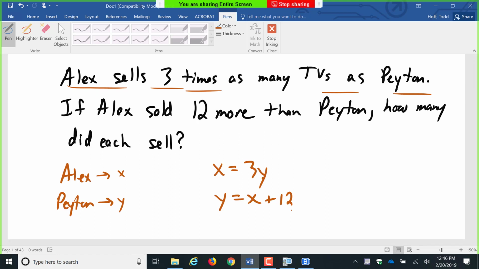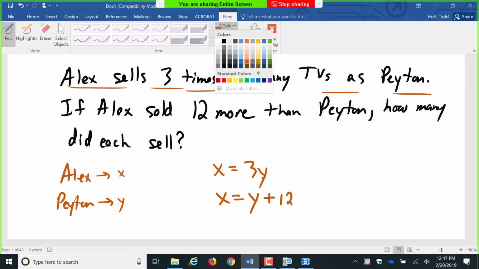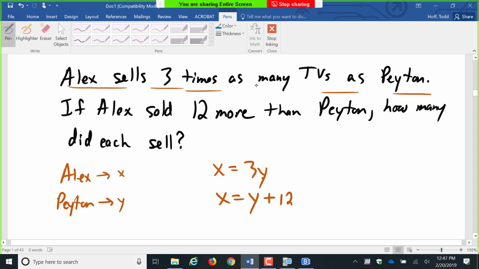Actually, something's a little backwards on this one. It's not Y equals X plus 12 because it wasn't Peyton that sold more. It was Alex, which gives you X equals Y plus 12. Alex sold 12 more. So Alex equals Peyton plus 12. From here, you could use the addition method. But again, this is actually perfectly set up for substitution. If X equals 3Y and X equals Y plus 12, 3Y equals Y plus 12.